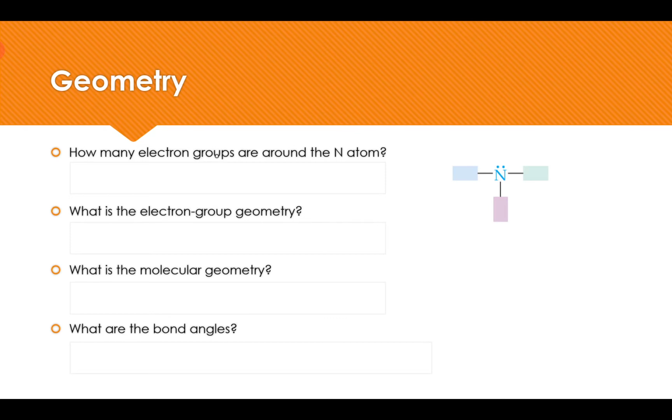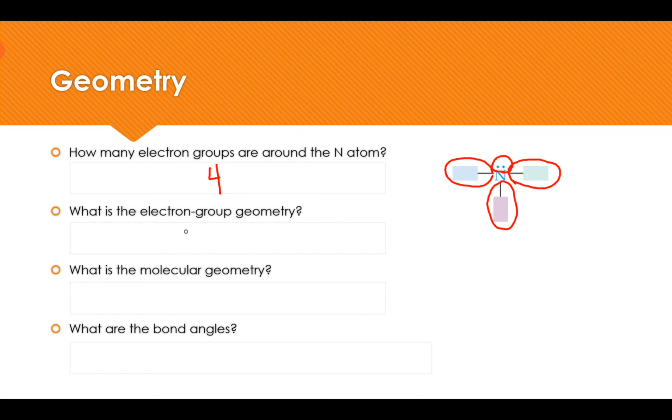So let's think about how many electron groups are around the nitrogen atom. There are 1, 2, 3, 4 electron groups around the nitrogen. Anything that's a single bond or a lone pair counts as one electron group. Double bonds or triple bonds also count as just one electron group. So there's 4 different groups of electrons here.